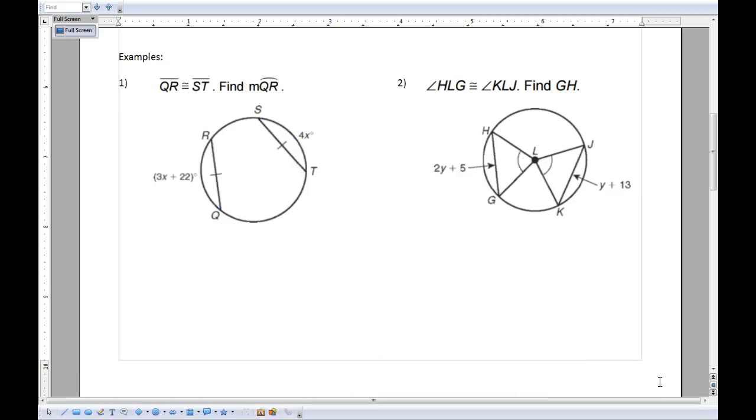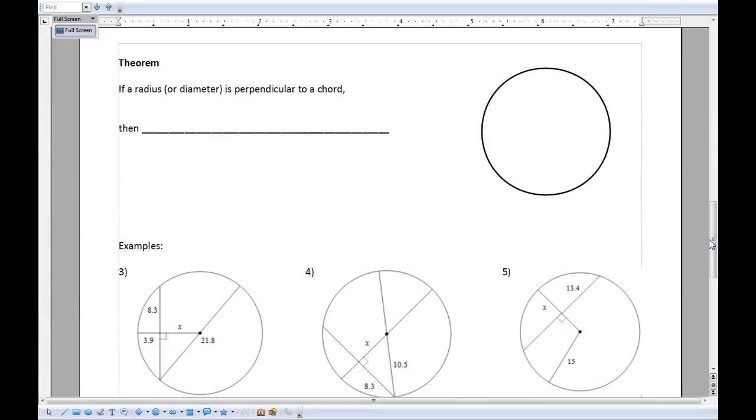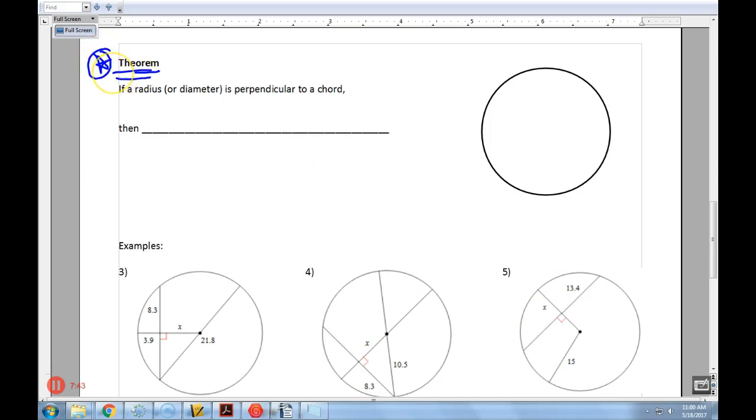Alright, next page. So nothing too heavy so far, just mainly some algebra. So now we have a theorem, another theorem, and this is probably tested more often than the other one, so I'm going to star this. It's a little more important. But if a radius is perpendicular to a chord, so let's kind of do this.